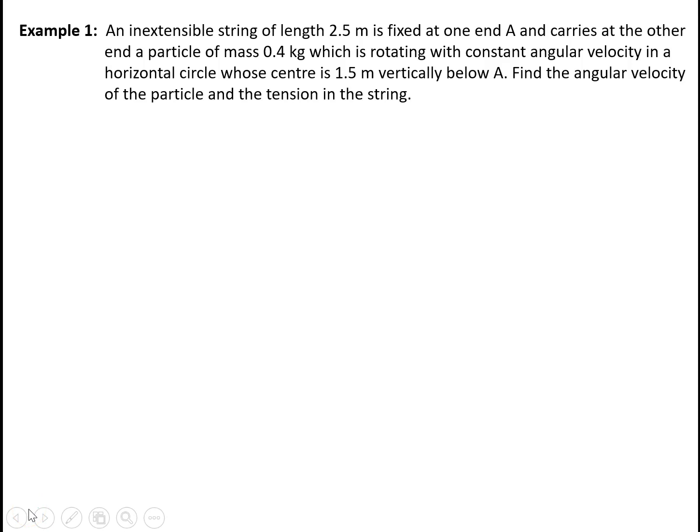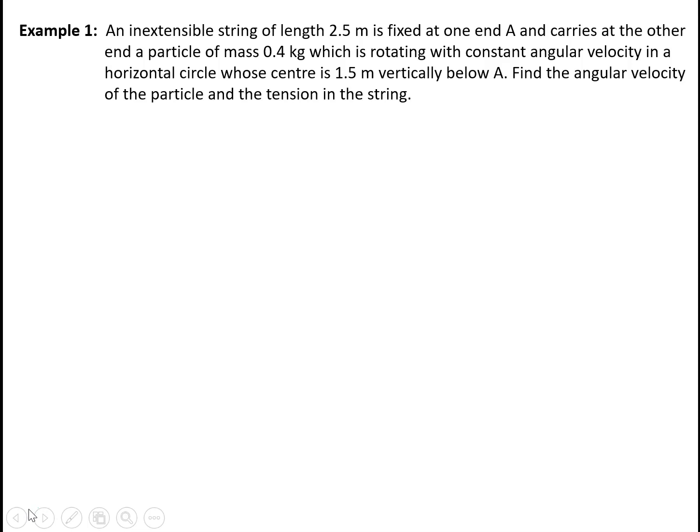We have an inextensible string of length 2.5 meters fixed at one end A, and carries at the other end a particle of mass 0.4 kilograms, which is rotating with constant angular velocity in a horizontal circle whose centre is 1.5 meters vertically below A. We have to find the angular velocity of the particle and the tension in the string.